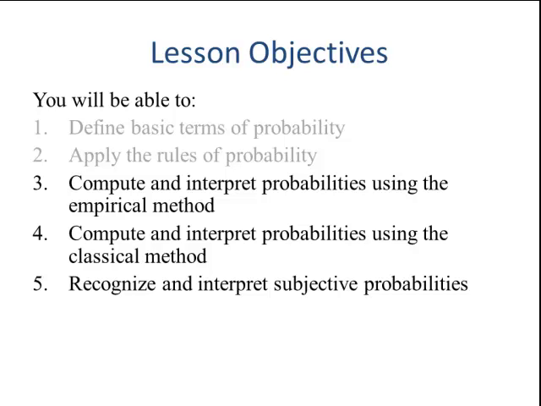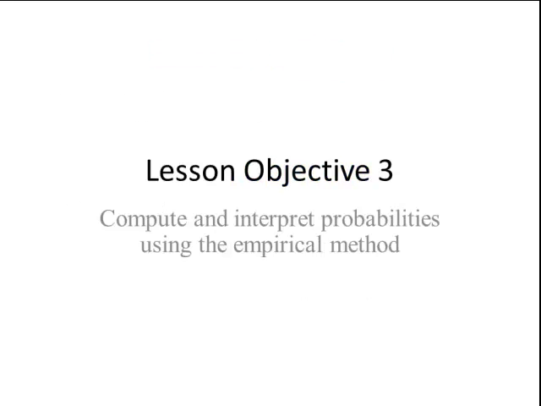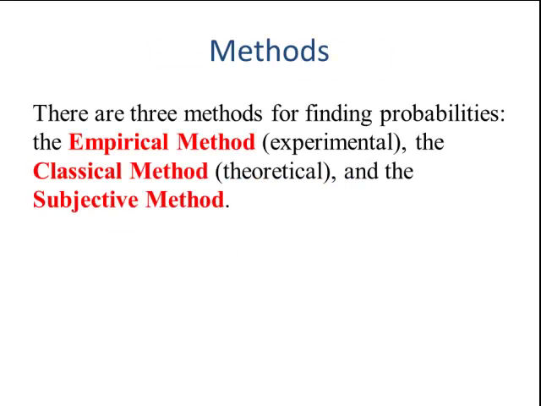Compute and interpret probabilities using the empirical method, compute and interpret probabilities using the classical method, and recognize and interpret subjective probabilities. Lesson objective number 3. There are three methods for finding probabilities: the empirical method, the classical method, and the subjective method. We will begin with the empirical method.